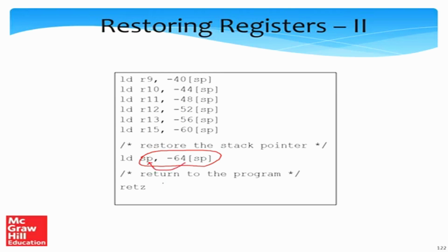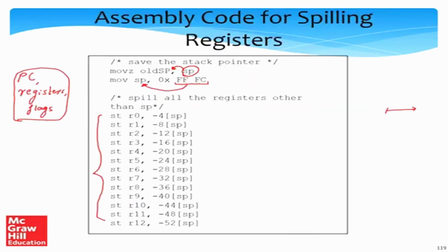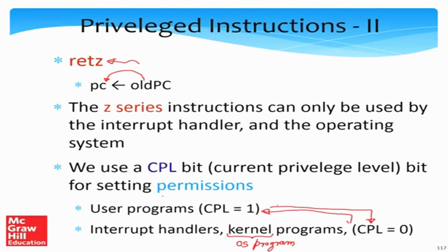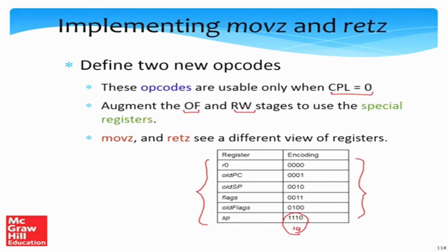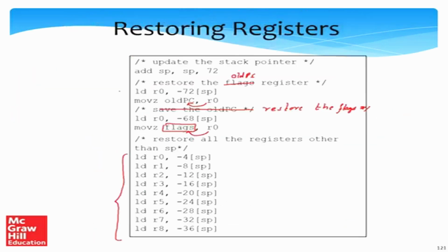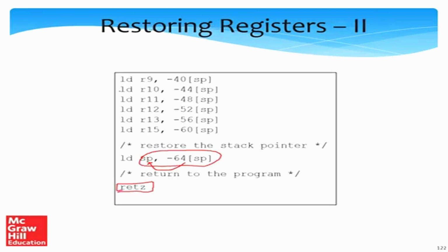So now that we are all done, and our old PC has been loaded, we can execute the retz instruction, which will basically do what? The retz instruction will transfer the old PC to the current PC. It will start execution of the original program at the CPL level of 1. All right, so that's what it's going to do.